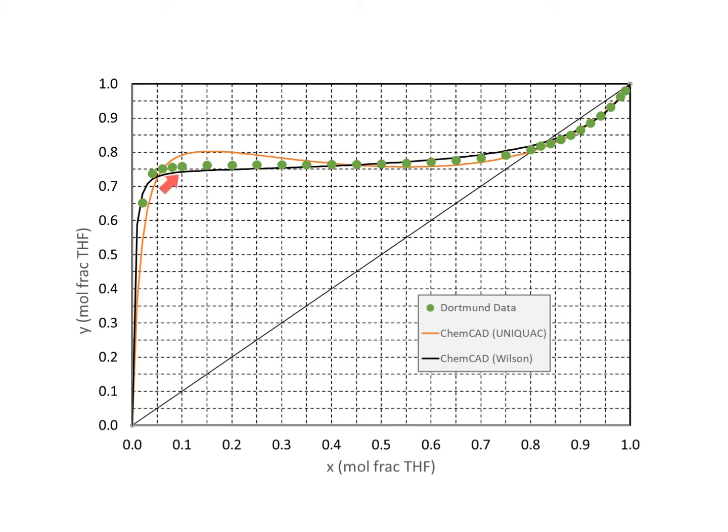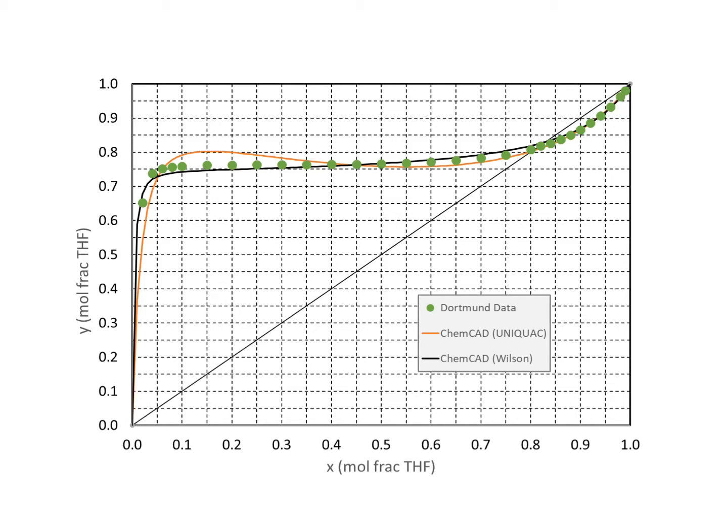The Wilson equation, it's not perfect, but it does a pretty good job. It's a little bit below the data here, a little bit above the data here. It looks like it crosses the azeotrope at a little bit higher point than the data or the UNIQUAC model. And then they both do a pretty good job up here.